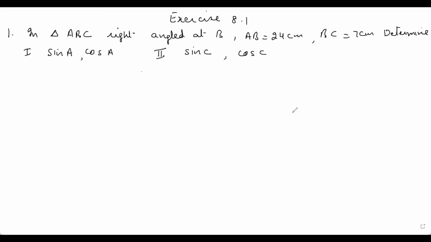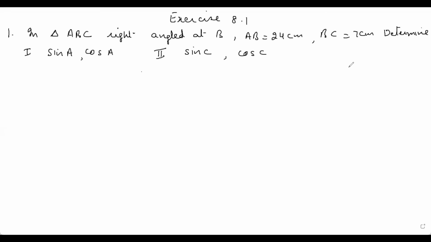Now I am going to solve exercise 8.1. Its first sum is: in triangle ABC, right angled at B, AB is 24 centimeter, BC is 7 centimeter. You have to determine sine A, cos A. And the second question is, you have to determine sine C, cos C.